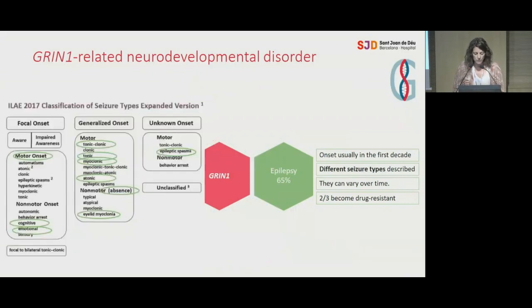In terms of epilepsy, what we find is that it usually starts in the first decade of life, with different seizure types described that can vary over time, evolving from one seizure type to another. More than half of patients are going to be drug resistant. And as you can see in the table for the classification of seizures, mainly all seizure types have been described related to this neurodevelopmental disorder. As I said before, I will try to show you some examples after.